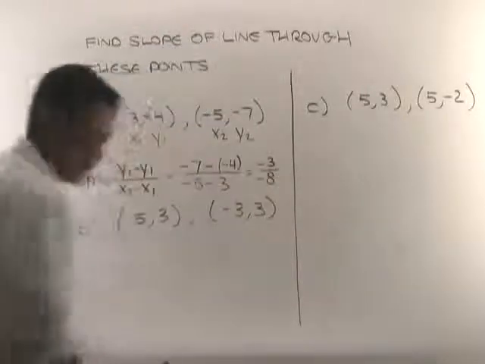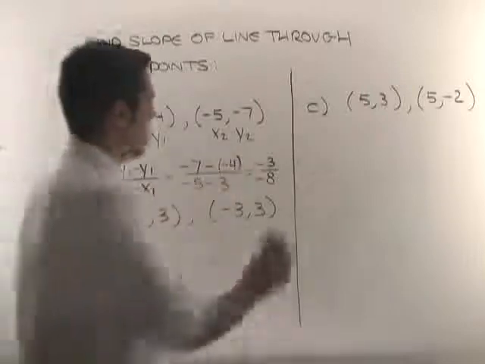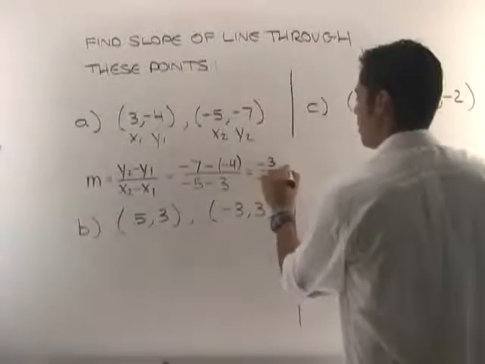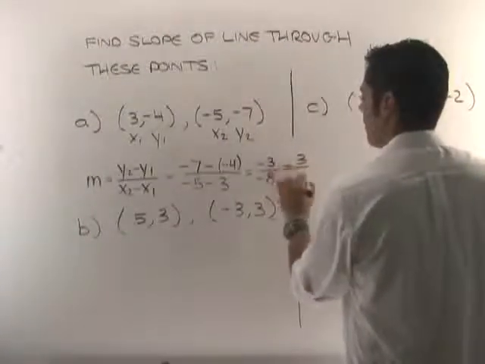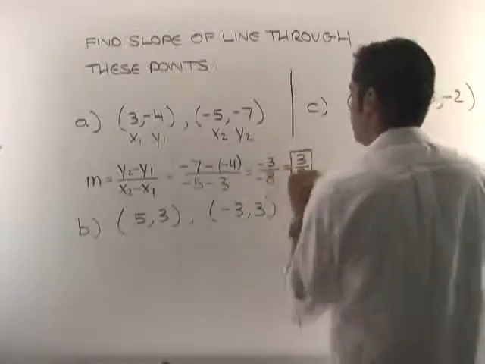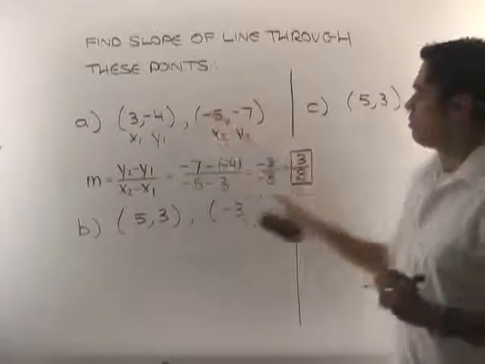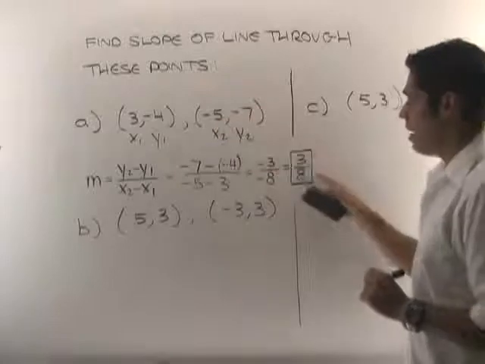And therefore, what we can say is that negative 3 over negative 8 is actually just 3/8, because a negative over a negative is positive. So that is the slope of the line through those two points, 3/8.